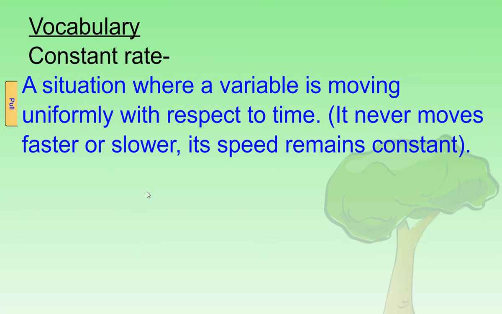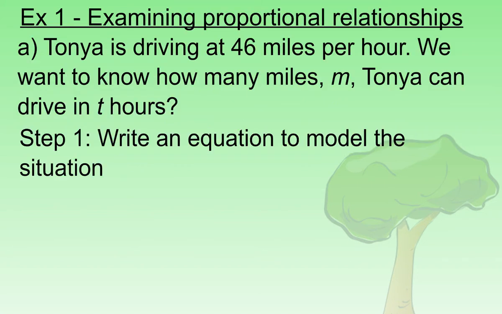So a constant rate, just like before, is a situation where a variable is moving uniformly with respect to time. It never moves faster or slower. It always goes at the same pace. So somebody bakes at the same pace, somebody's running constantly at the same pace, typing a paper, building houses. They're always doing it at the same speed. They don't move faster. They don't move slower. It's like a machine. They're designed to go at a certain pace all the time. And that's what a constant rate is.